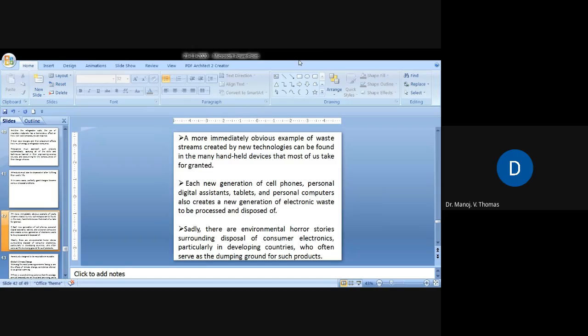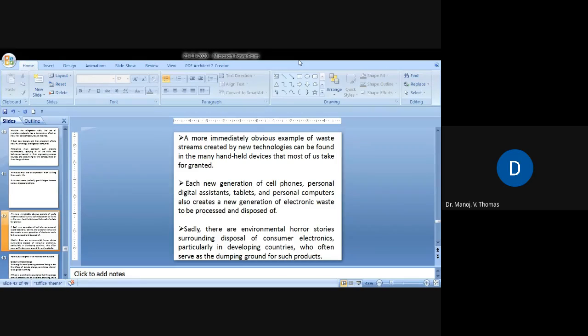Sadly, there are environmental horror stories surrounding disposal of consumer electronics, particularly in developing countries, because all the developed countries send their second-hand items to the developing countries, and developing countries buy them for low cost, and they will sell or distribute them in their countries.